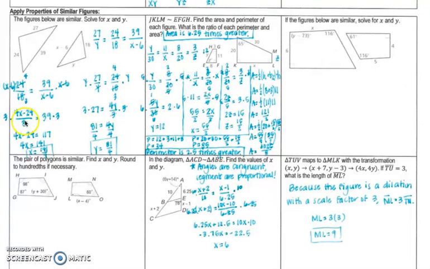So again, a fraction bar is division. The inverse of division is multiplication. So I'm going to multiply each side by what's being divided. So I multiply the left side by 3 and the right side by 3. This cancels out my fraction, so I'm left with 4x minus 24, and then 39 times 3 is 117.